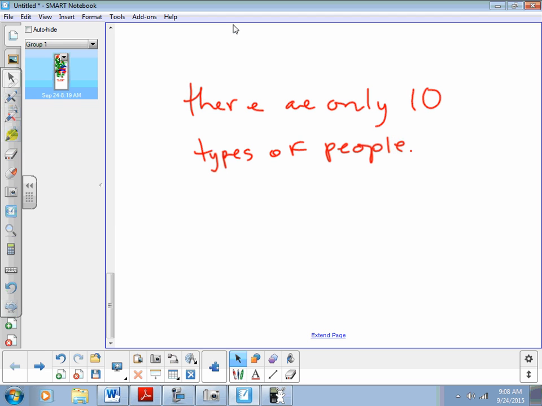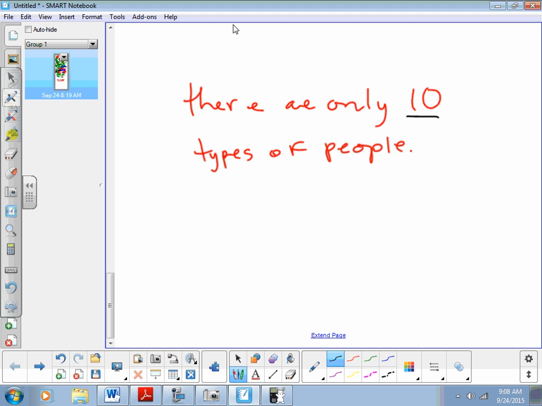Okay, what do you think it says, Yvette? There are only 10 types of people. Same thing? There are only 10 types of people. Yeah? It really says this. There are only 2 types of people. Those that can read binary and those that can't.